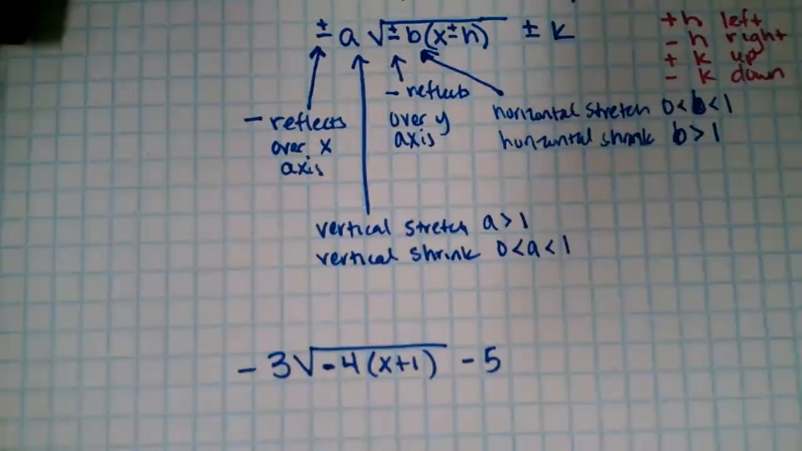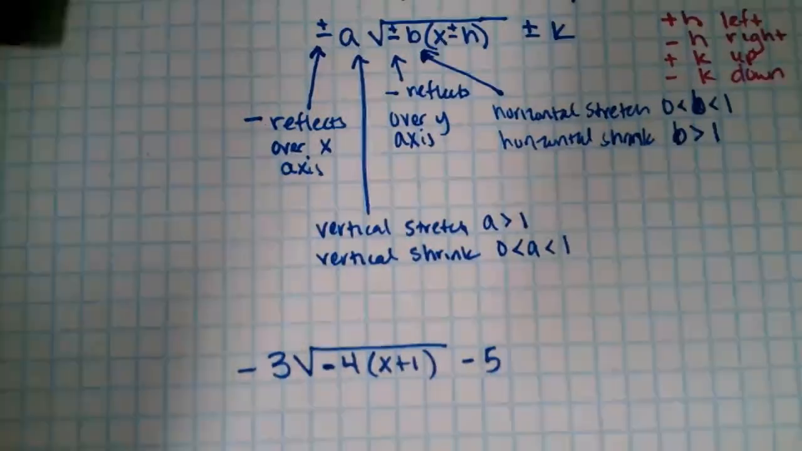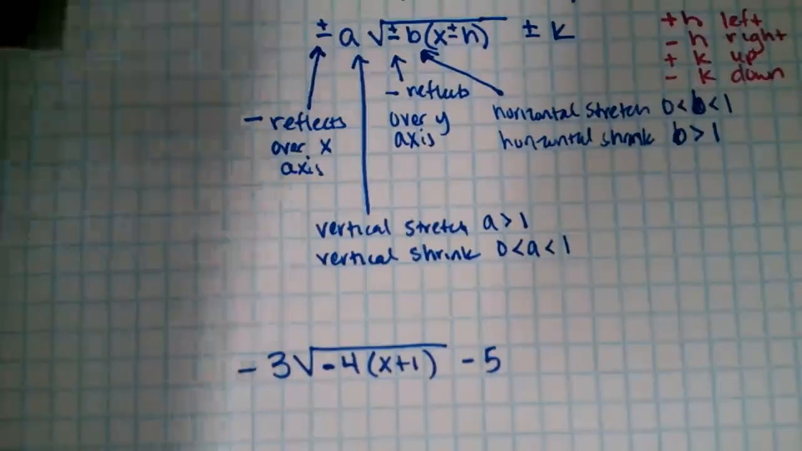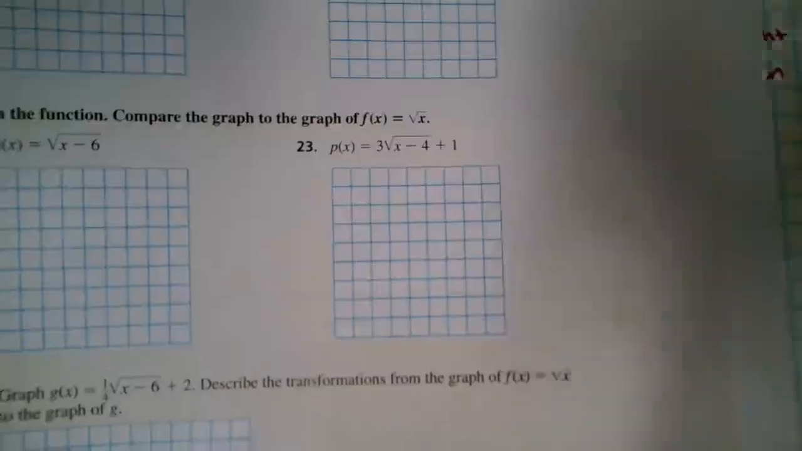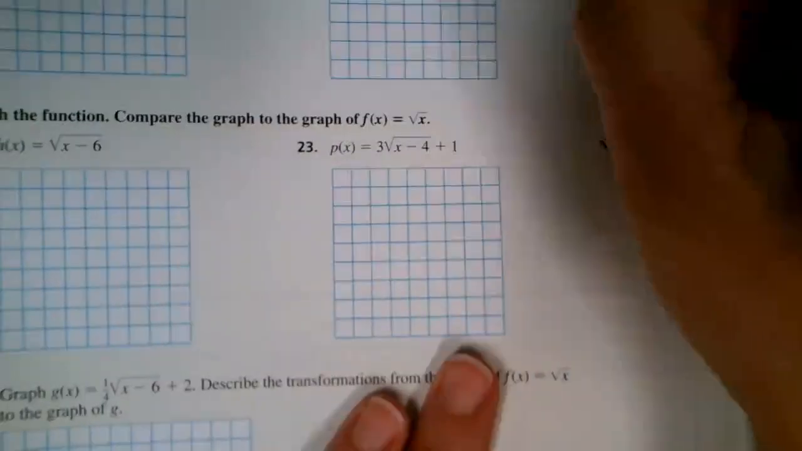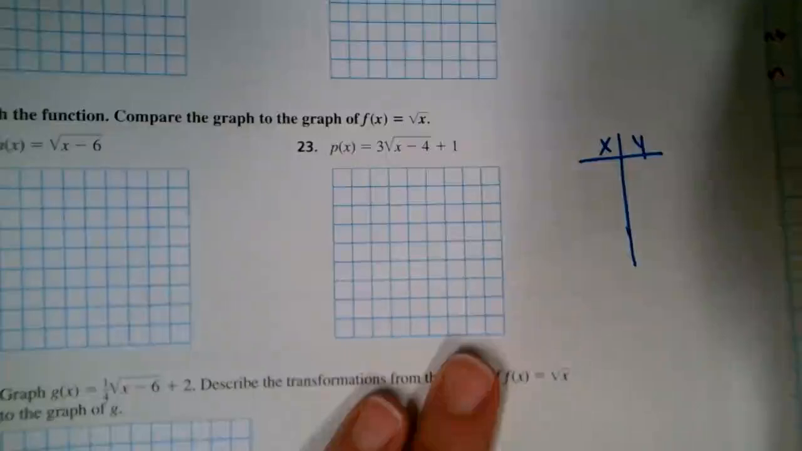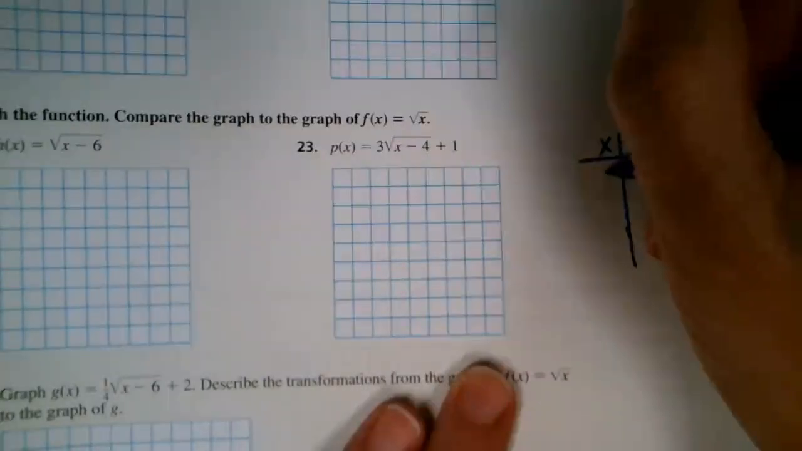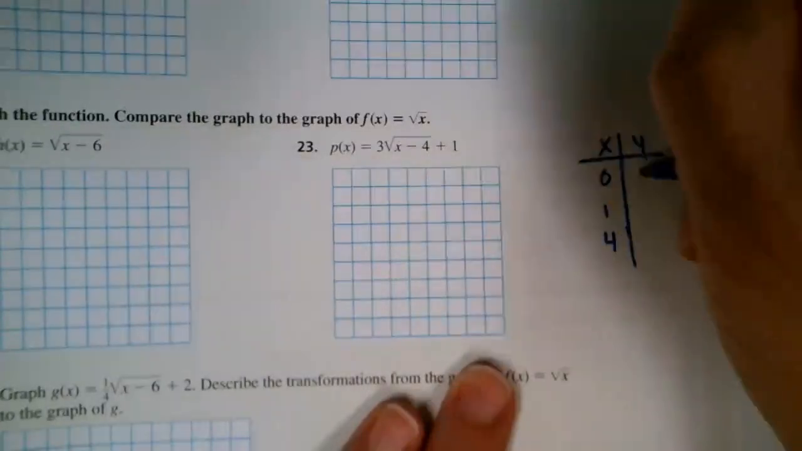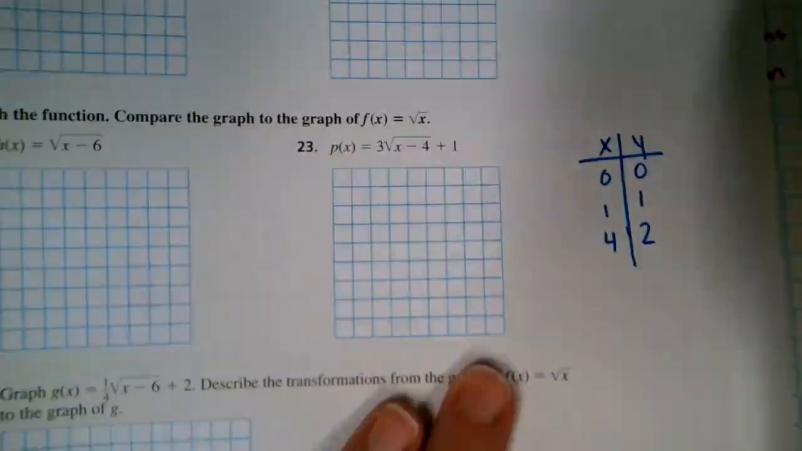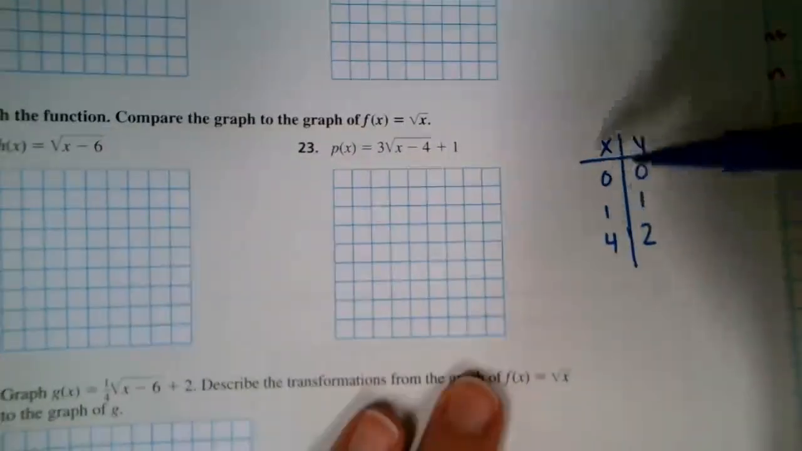Okay, we're not going to do all the problems from 5.3 on the review. We're going to do the one that has a lot of steps to it. So we're going to look at number 23 on the review. Because if you can do this one, there are 3 steps to this, you can definitely do the other ones. Okay, we've got 0, 1, 4, 0, 1, 2. I just started out with easy numbers, right?